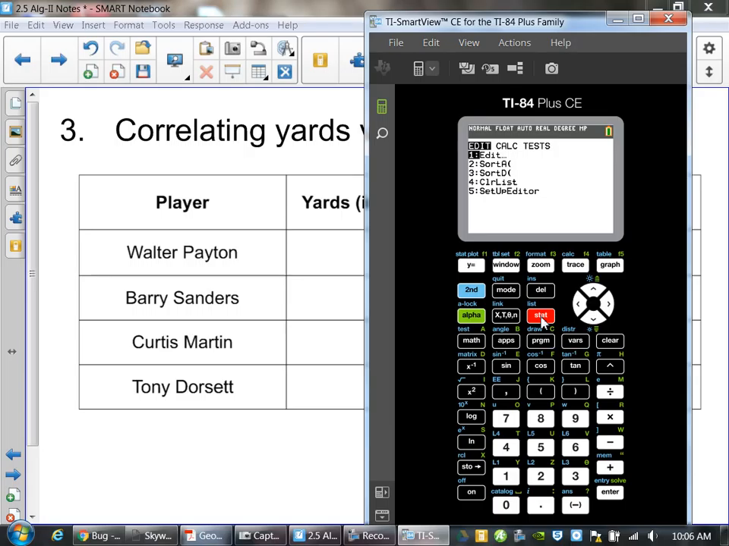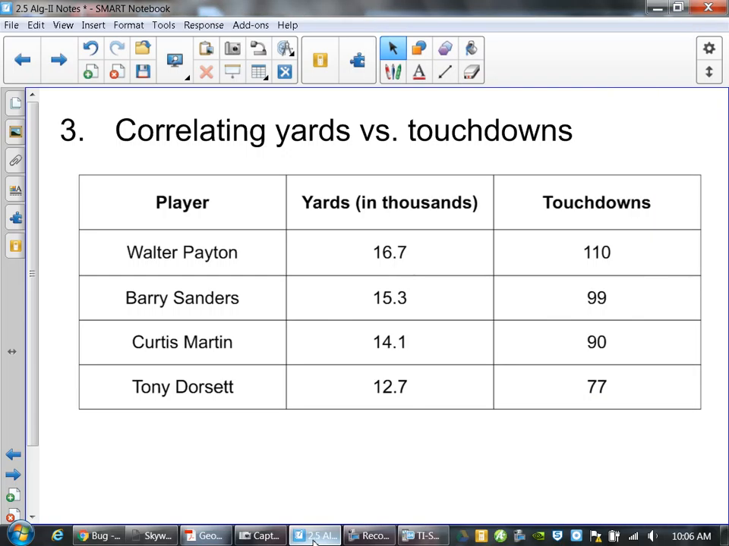And then go back to your edit. Use this as your L1, L2. Okay? L1, L2, and see if we can come up with an equation of the line of best fit given these data sets.